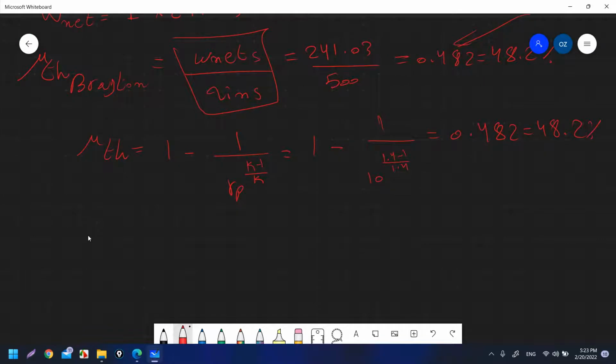And also if you use this equation, 1 minus T4S over T3, which is equal to 1 minus 530.68 over 1024.59, also it will give you the same number.